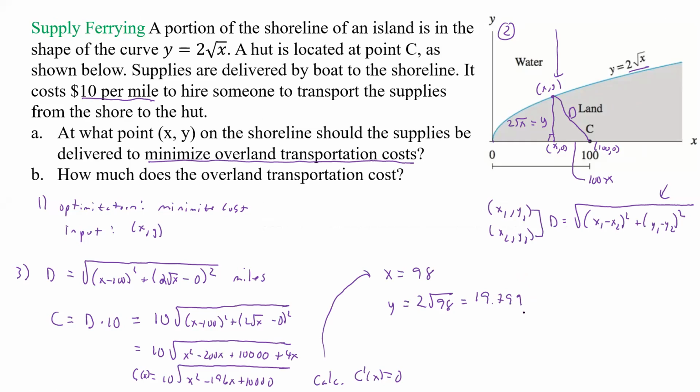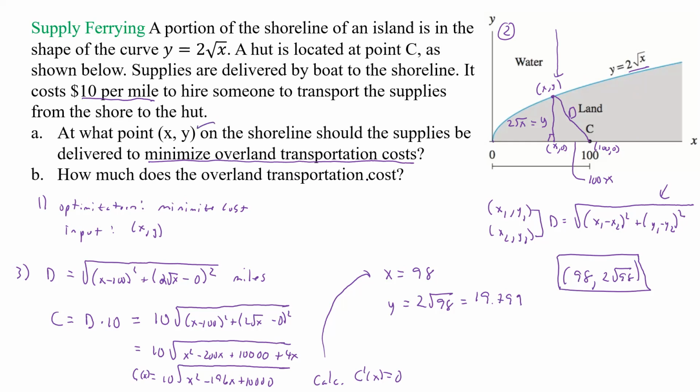And so that gives us 98. And maybe, you know, we could put that 19.799, or if we wanted to be the most exact possible, that would be the point where we would land right here on the shoreline. Okay, and then that would give us the shortest distance from the shore to that point there. Okay, now that's what we found there.